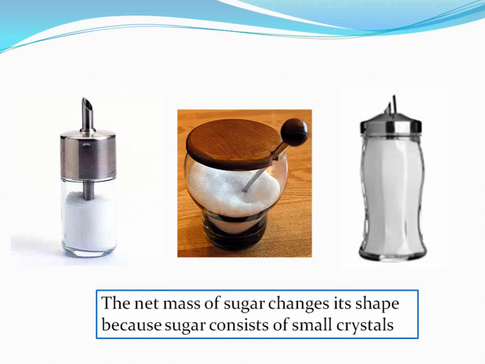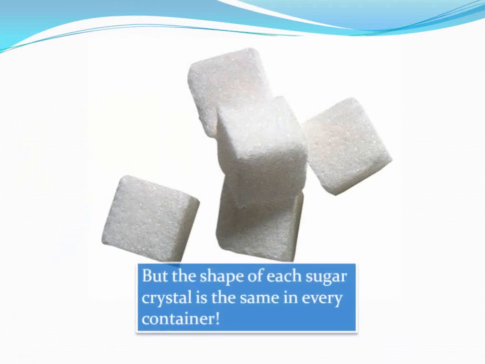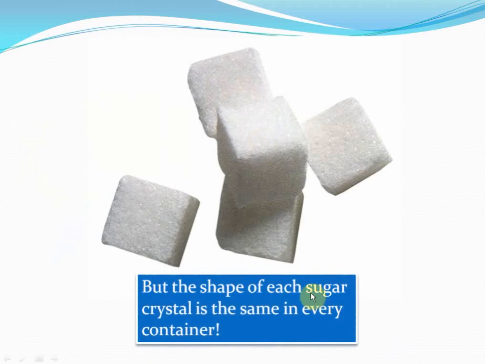It is the net mass of sugar that is changing its shape, but the sugar crystal is not changing its shape. These crystals here retain their shape, isn't it? The shape of each sugar crystal is the same no matter what container you're using. That is why we can say that sugar in general is not changing its shape. But since sugar crystals are so small, the combination of so many sugar crystals is changing its shape in different containers. So that is the answer to this question. Understood? Solids have a constant shape.